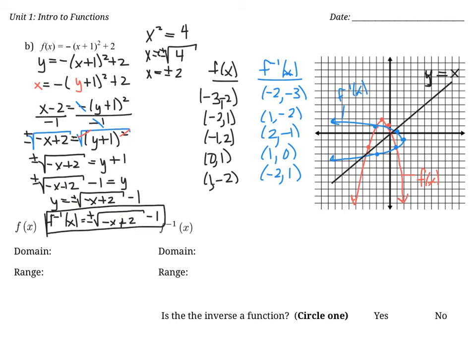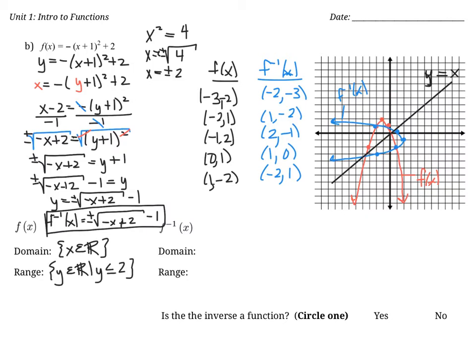Let's finish off by coming up with the domain and range of both. Taking a look at our original function, the red guy, our domain is x is an element of R. For our range, the highest y value our function can take is 2, which means that y is an element of R, but y has to be less than or equal to 2.